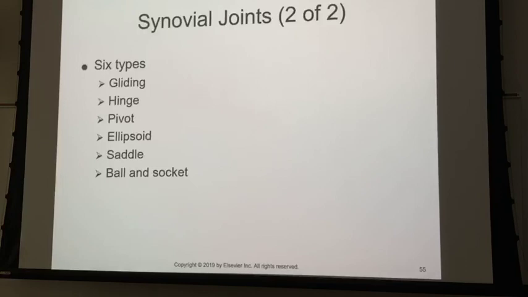So in synovial joints, we got a lot of different types of synovial joints as well. We got gliding joints, hinge joints, pretty obvious. They basically go back and forth. You got a pivot joint, also pretty obvious, it pivots. Ellipsoid joint, saddle joint, and then we've got ball and socket joints. And ball and socket joints are extremely movable.